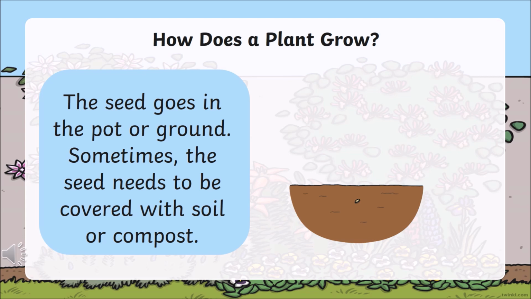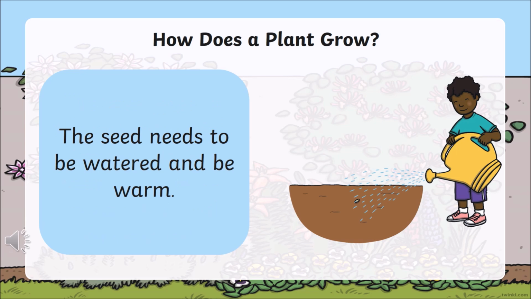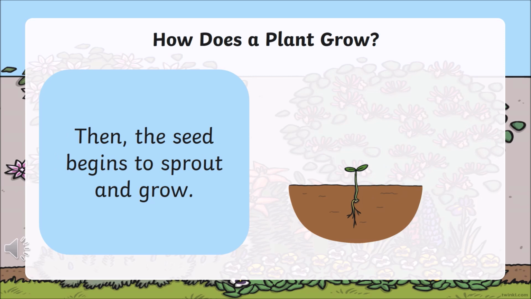How does a plant grow? First, the seed goes in the pot or ground. Sometimes the seed needs to be covered with soil or compost. When we grew our lentil seeds, we used some cotton wool as the ground. The seed needs to be watered and be warm. Then the seed begins to sprout and grow.